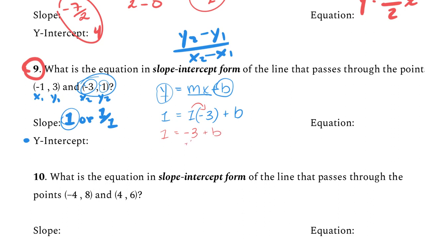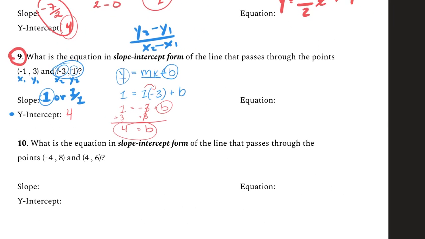Well, let's just add 3 to both sides, right? So 1 plus 3 is going to be 4, and all we have left over here is b. So what is our y-intercept? Well, it's 4, so it happens to be 4 again, like this one up here. So now we have the slope and the y-intercept. Let's go ahead and write the equation.